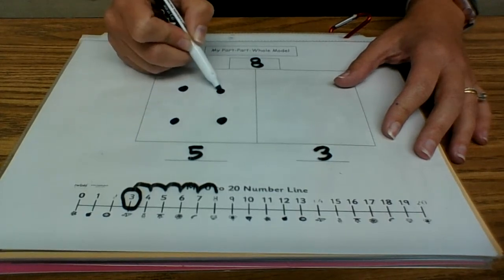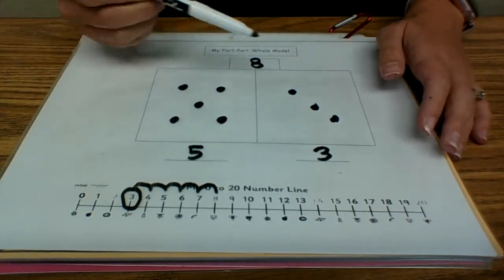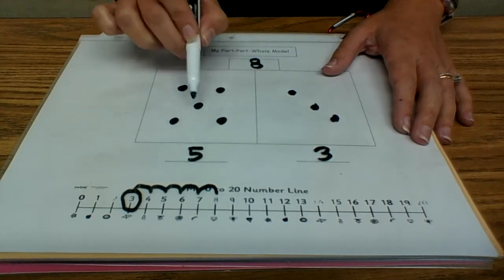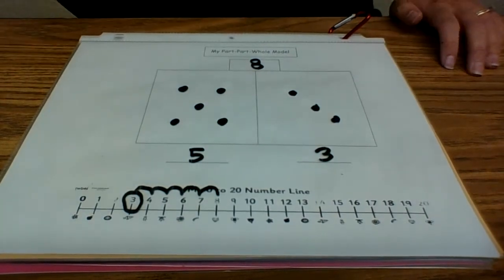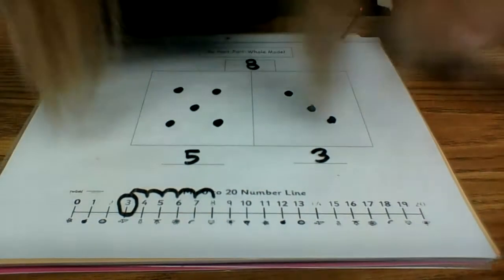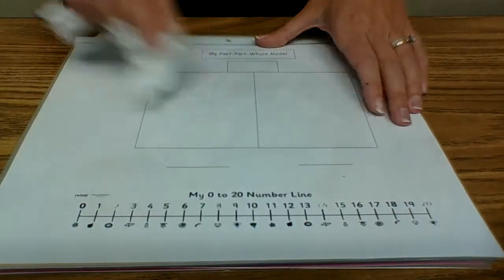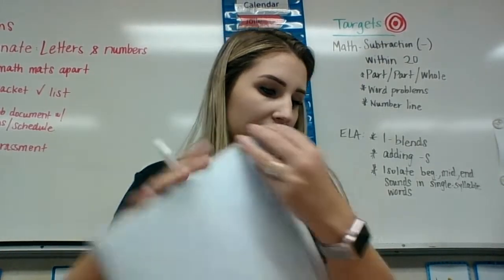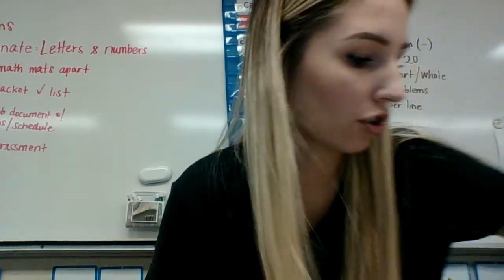Let's see if that's true. Is 8 minus 5 3? Let's use some dots to check. If 8 minus 5 is 3, then 5 plus 3 must be 8, right? 1, 2, 3, 4, 5, 6, 7, 8. It's right. And keep going. Use all numbers under 10. So you can do 10 minus 7, 3 minus 1, 8 minus 4. Choose a bunch of them. Use your number line, use your dots, whatever you need to do.